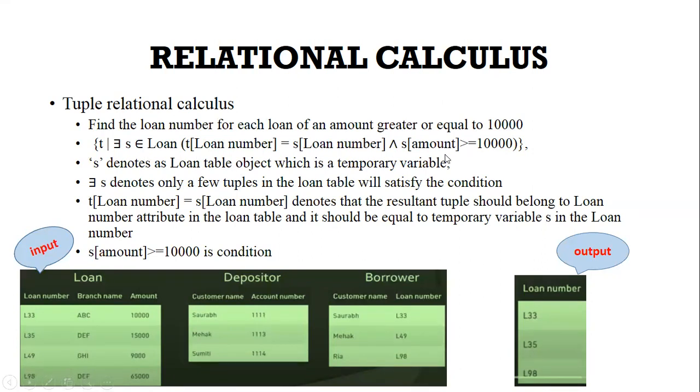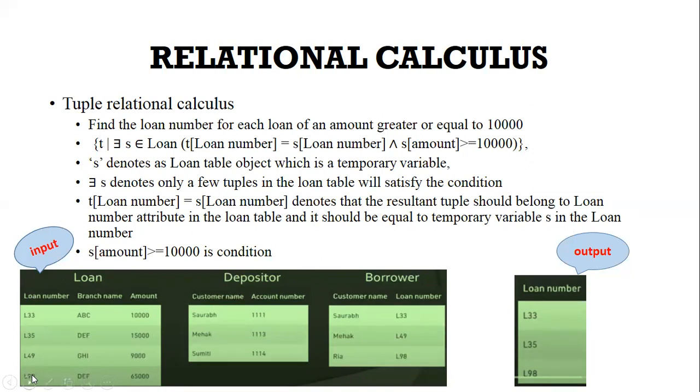object, which is a temporary variable. Here the existential quantifier denotes that only a few tuples in the loan table will satisfy the condition. So what we are going to do is T of loan number equal to S of loan number, which denotes the resultant tuple should belong to the loan number attribute. From the loan table, we are going to concentrate only on the loan number.